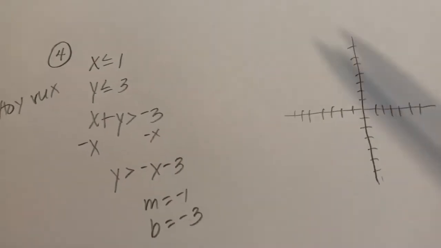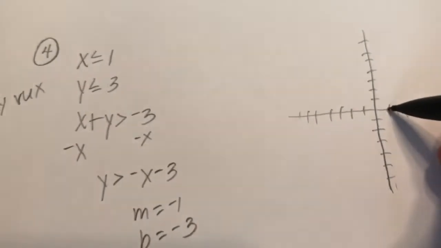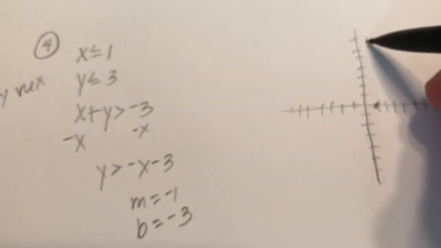Okay, so for this first one, the x, I know it's a vertical line, so I go to where x is 1. I know it's less than or equal to, so it's a solid vertical line.